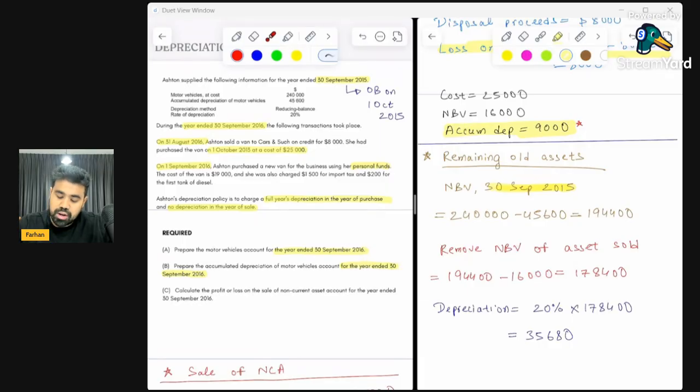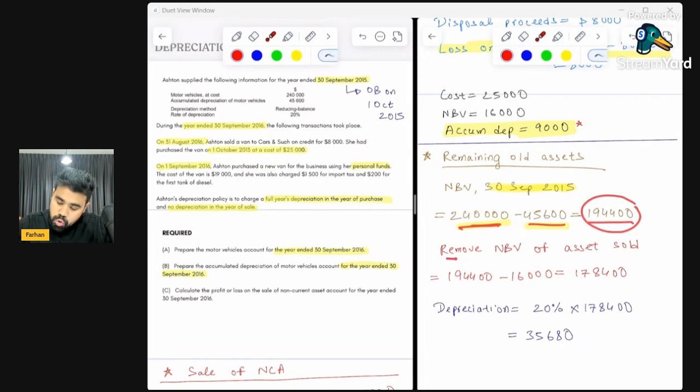How do we calculate it? At any given point in time, it is the difference between the cost and the accumulated depreciation. The cost is clearly given as 240,000, right? And the accumulated depreciation is 45,600. So we can just subtract 240,000 and 45,600, which gives us a net book value at 30 September 2015 of 194,400. Okay? This net book value of 194,400 at 30 September 2015 would have been the net book value for all assets that we had at that point in time, right?